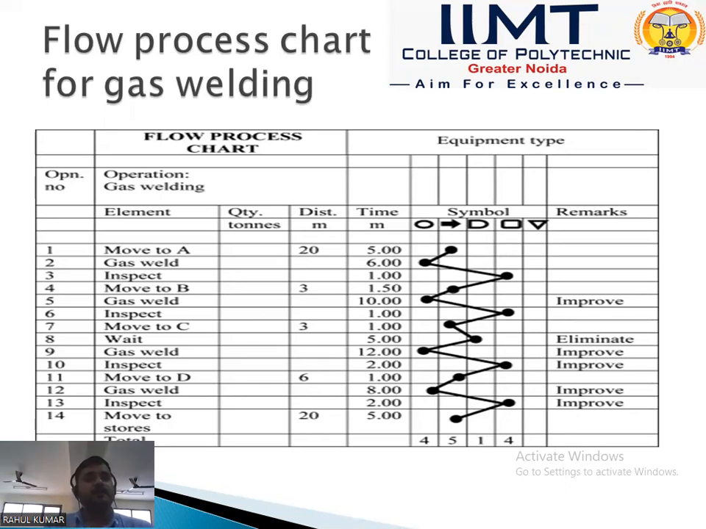Then after that we are doing gas welding, which is taking 10 minutes. For this we are using the operation symbol, or a circle. Then we are inspecting, and inspecting takes 1 minute. For inspection we use a rectangle.